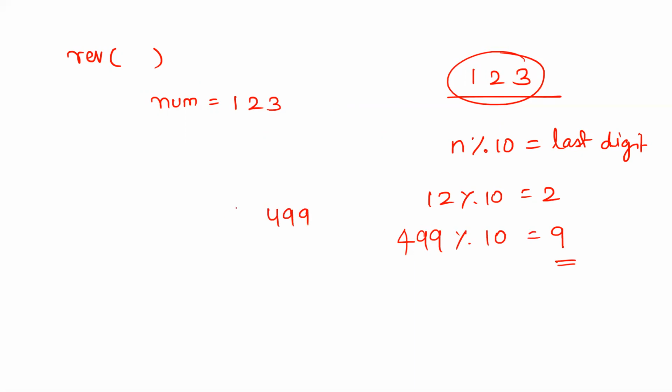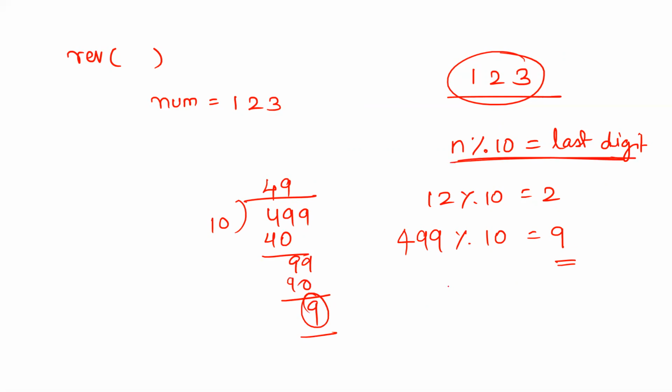And 499, if you mod it with 10, what is the remainder? 10 times 4 is 40, remaining 99, then 10 times 9 is 90. You can see every time the last digit will be the remainder. So mod will give us the last digit. Mod 10 will give us the last digit. And if we divide any number by 10, it will give us the entire number except the last digit.